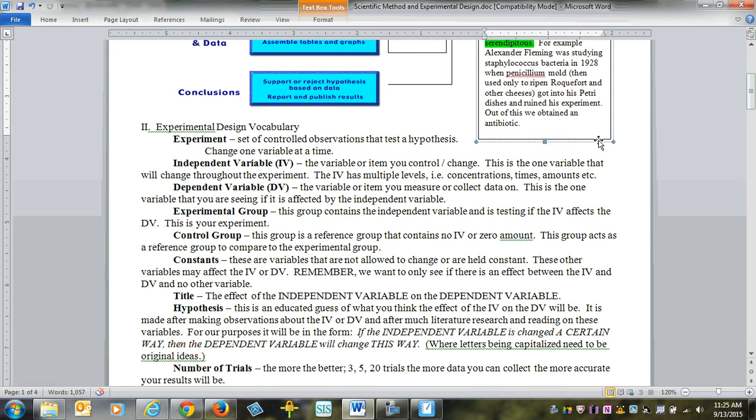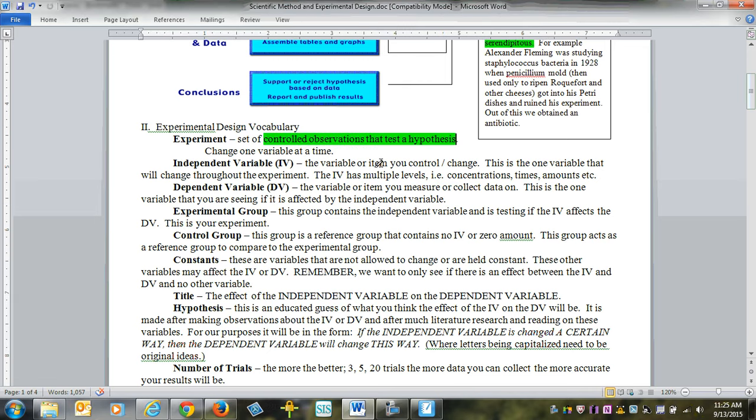Let's go through experimental design. Lots of vocabulary here. So let's first of all talk about an experiment. This is just a controlled observation, okay? And it's going to test a hypothesis. This is the experiment we're going to do. Now, you can have multiple variables, but for us, we're only going to have one variable at a time. Okay, we're only going to change one variable at a time.